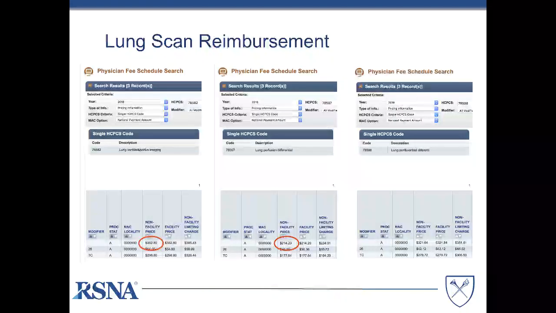But what about a quantitative ventilation and perfusion scan for quantification of both pulmonary ventilation and quantification of pulmonary perfusion? For example, in patients with lung cancer and severe obstructive pulmonary disease, or evaluation before and after lung transplantation. Let's look up code 78598. The reimbursement for that exam is about $320.